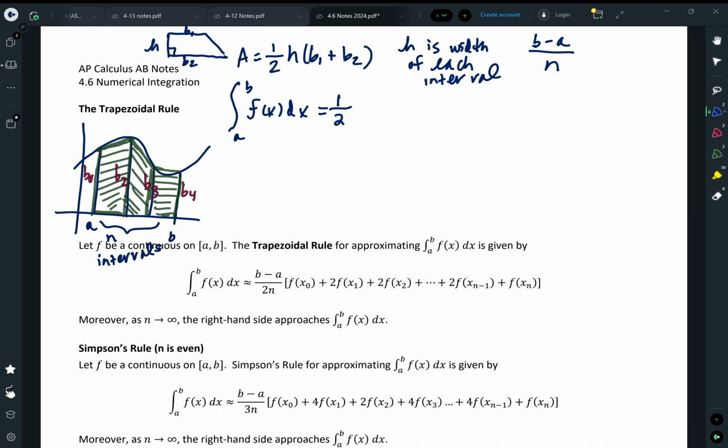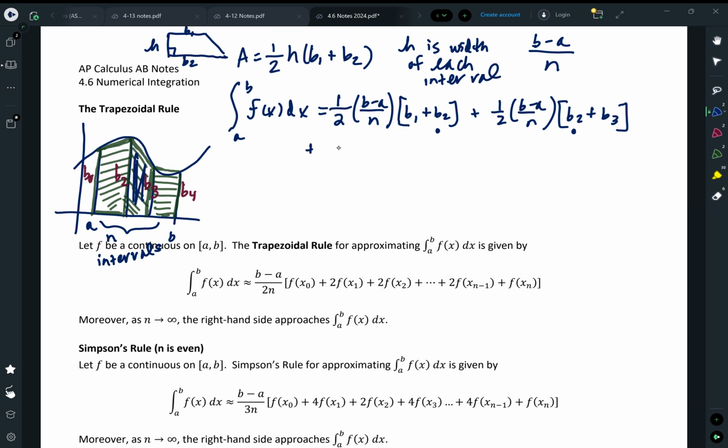So each trapezoid is going to have a 1/2, and a b minus a over n, and then I add my two different bases. For my first one, I've got base 1 and base 2. For my middle trapezoid, I still have the 1/2 and the b minus a over n, but now my bases are b2 and b3. What I want to point out is that the second base, b2, I'm using here and here. I'm using it in more than one place because it's part of two different trapezoids.